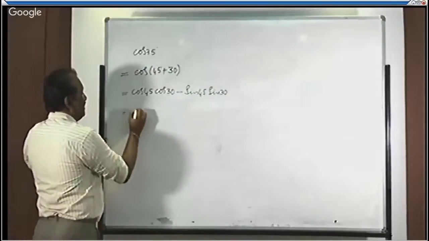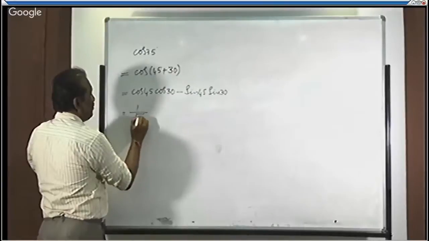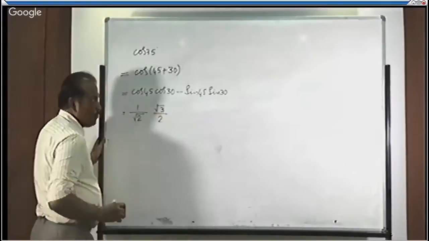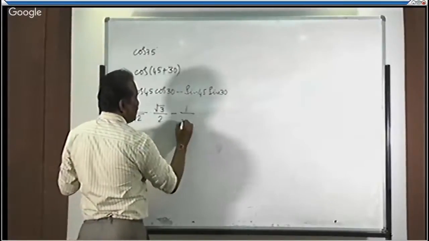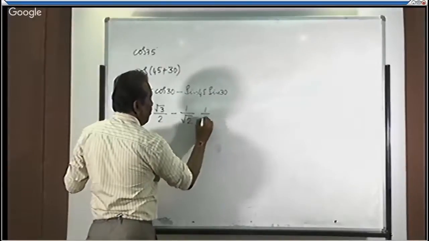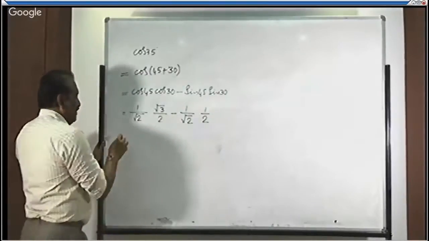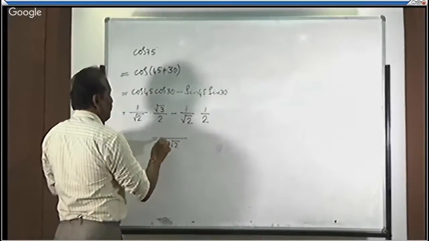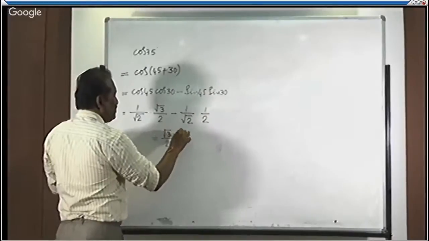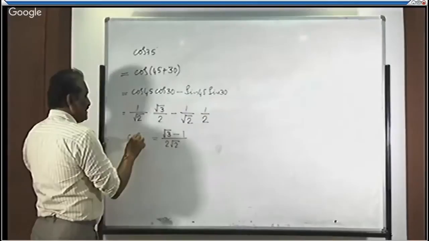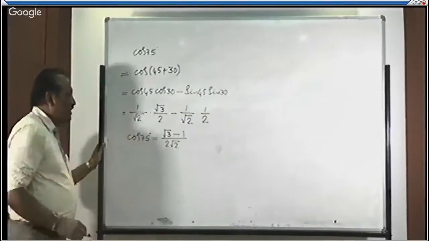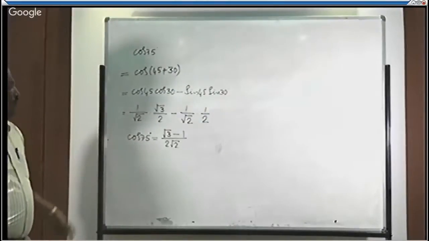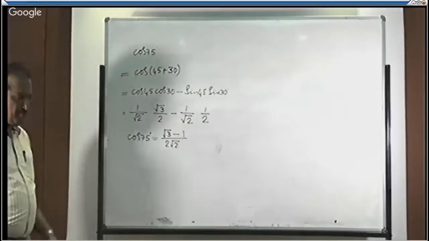Now, as in the previous case, cos 45, we know that it is 1 by root 2. Cos 30, we all know it is root 3 by 2. Minus sin 45, it is 1 by root 2. Sin 30 is 1 by 2. Again, if you take 2 root 2 as the LCM, you will get root 3 minus 1. Thus, we proved that cos 75 degree is numerically equal to root 3 minus 1 divided by 2 root 2. So this is the numerical value for cos 75 degree.